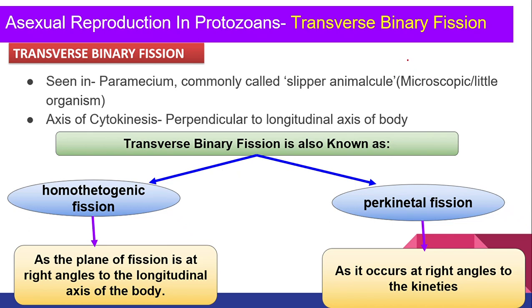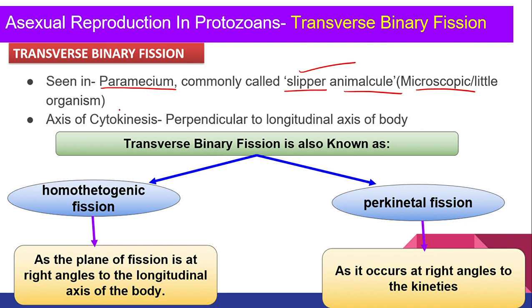Now in today's class we are going to study transverse binary fission. We have already seen longitudinal binary fission. Today we are going to see transverse binary fission. Where will you see transverse binary fission? You will see it in Paramecium, whereas we saw longitudinal binary fission in Euglena, right? Paramecium is commonly called slipper animalcule. Animalcule means microscopic little organisms, right? It is a slipper-like structure, so we call it slipper.